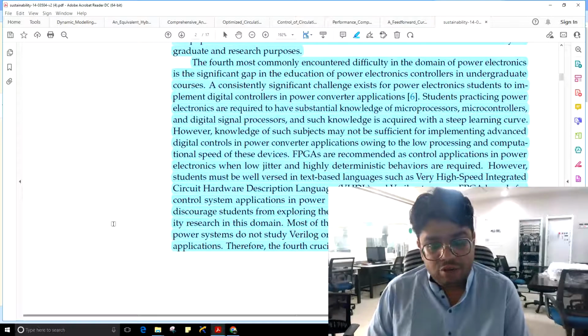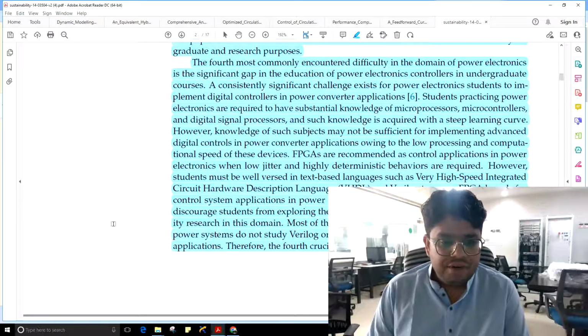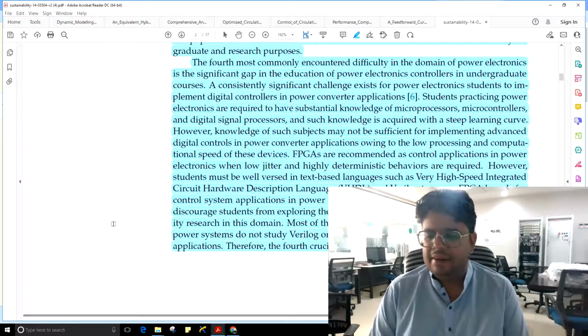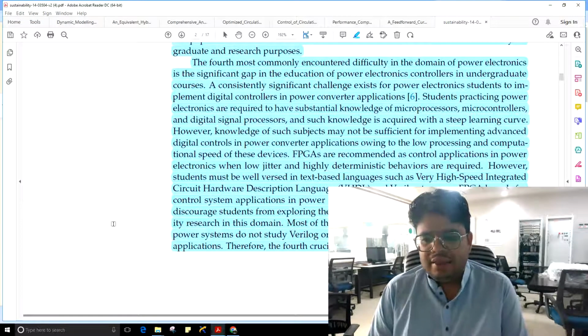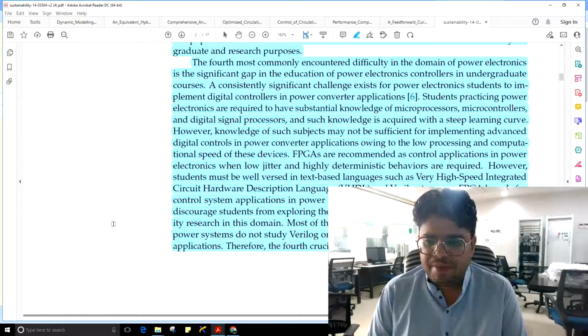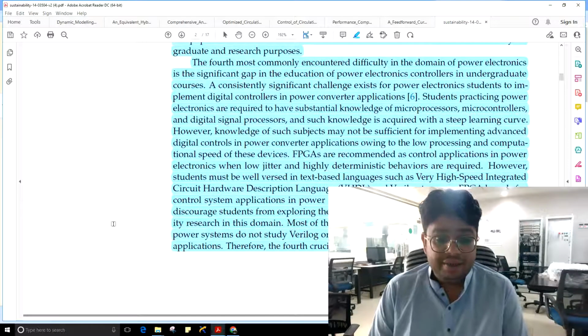So what is recommended? Students should know about FPGA. FPGAs are recommended as control applications in power electronics when low jitter and highly deterministic behavior are required. However, a student must be well versed in text-based languages such as VHDL and Verilog to access FPGA boards for control system applications in power electronics. So all these difficulties in the roadmap discourage students from exploring the world of power electronics and conducting quality research in this domain.